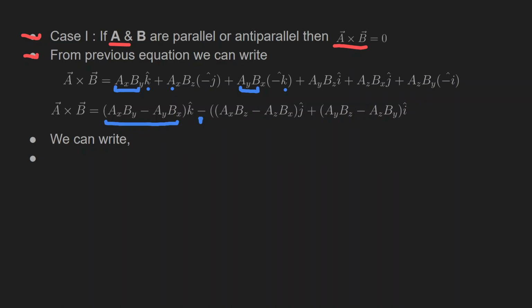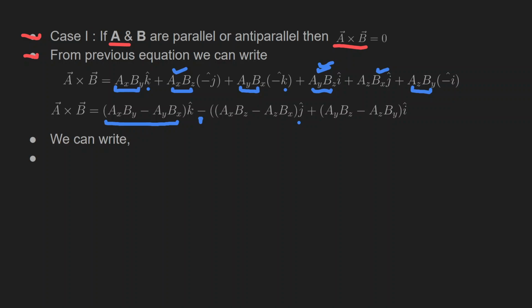If I am taking the minus sign common, so this becomes minus. So ax bz minus az bx in the j direction, and the remaining is the I. So here we have this I term. So ay bz, there is a minus sign over here, so minus az by into I. This is how we can write.